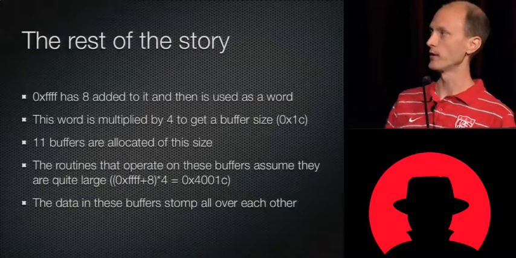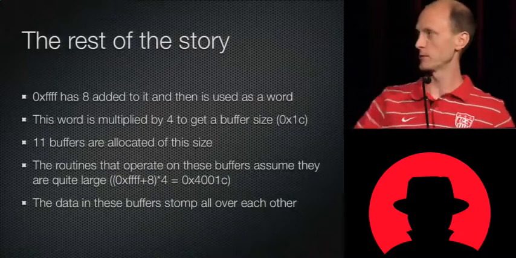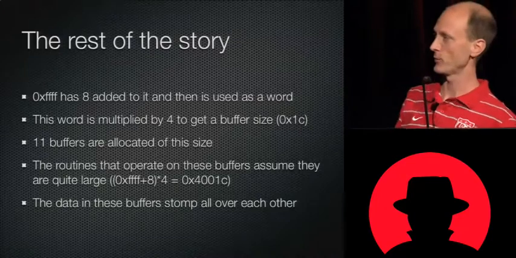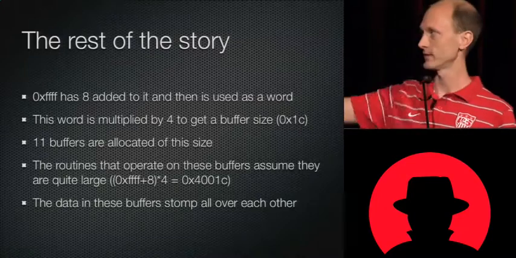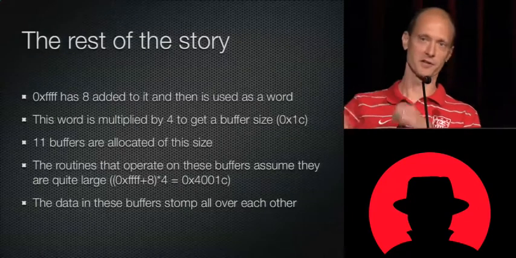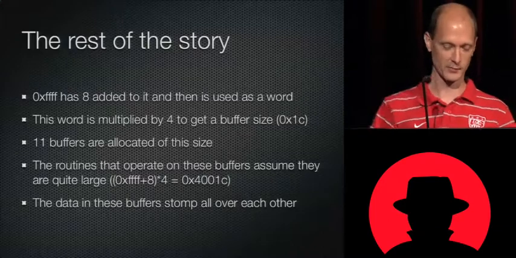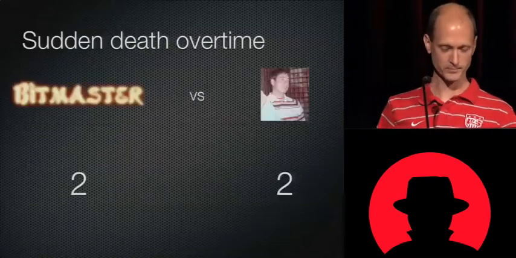It's way too small. 11 buffers are allocated to this size, and then routines start operating on these buffers. They think the buffers are really big, like 40,000 bytes big, but really they're like 30 bytes big or something. I don't know. And so they all smash on each other, and then you get crashes and stuff. So that's the bug, and that's the competition.